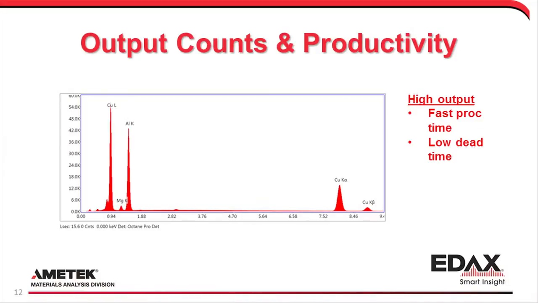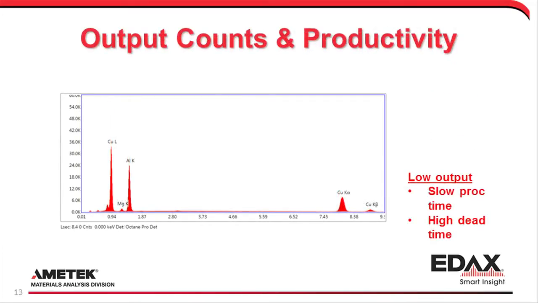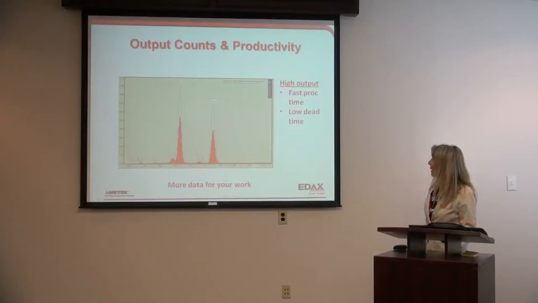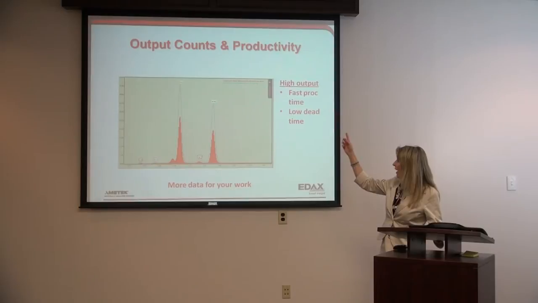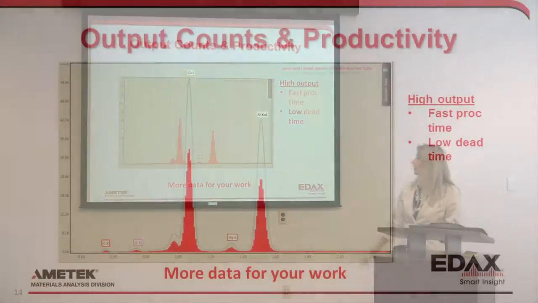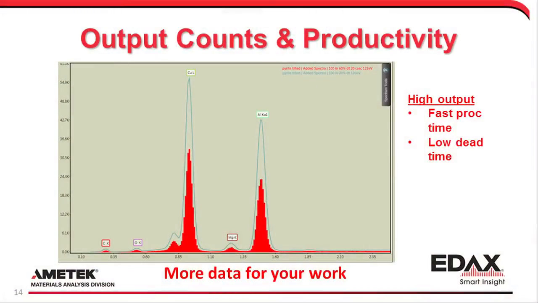And when we use our faster processing time for our detector electronics, specifically our Octane electronics, we're able to get low dead time or low lost time. And so the spectrum that you see here was collected at high output, and the next one is low output. A comparison of the two shows that at high output, you get more data for your work. So in the light blue outline, you see more data within your spectrum peaks, so that you could collect more statistics, more data, and solve your problems.